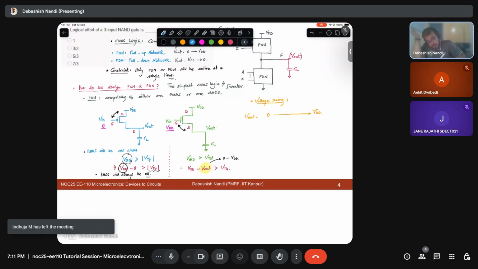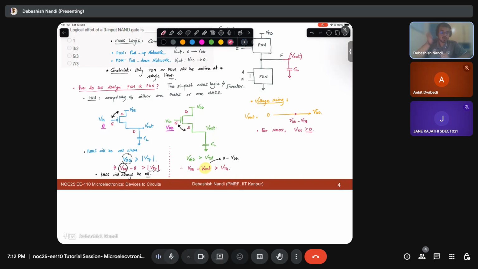so let me take one point. Let's say there is a point that is my VDD minus VTN. For NMOS, my VTN is a positive quantity, generally true for the modern technologies. So this quantity will obviously be lesser than VDD.